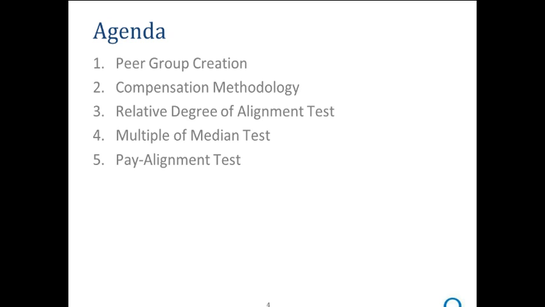So just real quickly, what we're going to walk through: we'll look at the peer group creation methodology, how they measure compensation, as well as the 3 main tests that ISS will be performing that make up the quantitative factors that ISS is looking at.